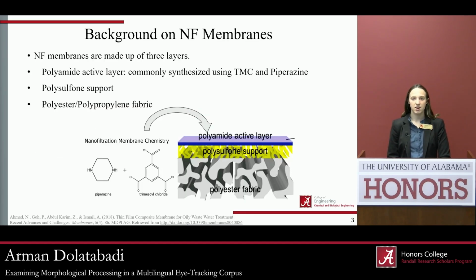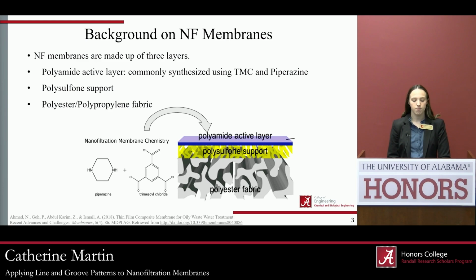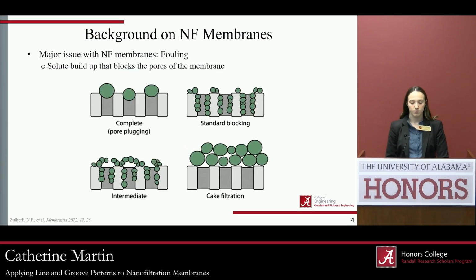There are three layers of nanofiltration membranes, with the top layer being the polyamide active layer, which is commonly synthesized using piperazine and trimesoyl chloride. This layer is responsible for the rejection of divalent ions that nanofiltration membranes have. The next layer is the polysulfone support layer, and then the bottom layer is the polyester or polypropylene fabric. In our lab, we use a membrane that has polypropylene fabric.